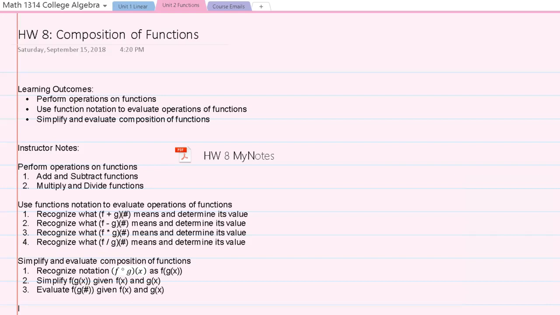This video will introduce the topic of operations with functions and composition of functions. The learning outcomes will be to perform operations on functions, use function notation to evaluate operations of functions, and to simplify and evaluate composition of functions.